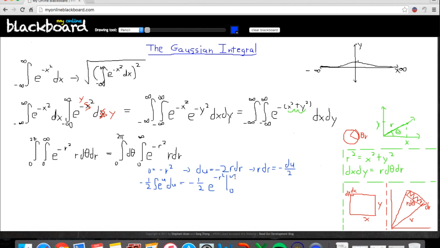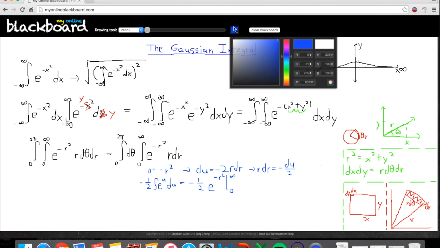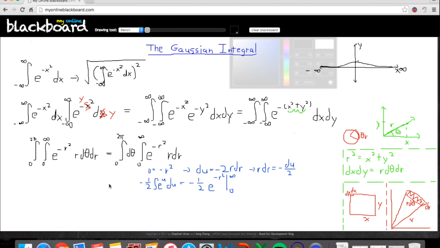Now I'm going to switch back to the black color as I get back to the entire integral. We're close to the end here, so we're going to rewrite this. Obviously the integral from 0 to 2 pi of d theta is just 2 pi, because we end up with theta evaluated from 0 to 2 pi, and 2 pi minus 0 is 2 pi. So we end up with this 2 pi times this constant negative 1/2. The 2's are going to cancel out, and we're just going to end up with negative pi. Then we multiply that by e to the negative r squared evaluated from 0 to infinity.